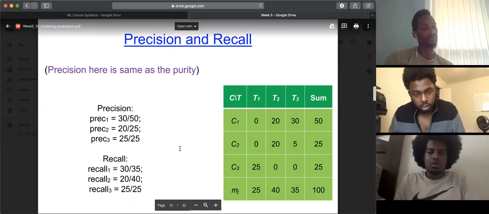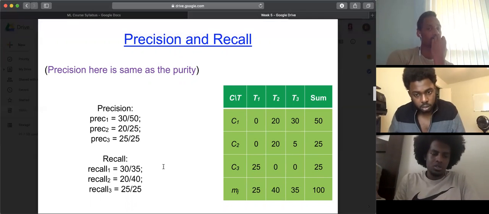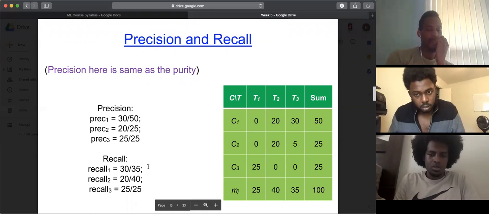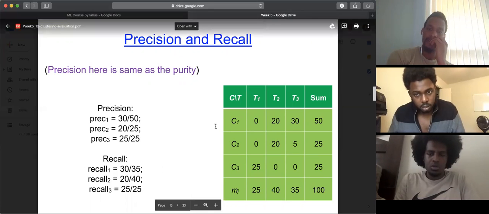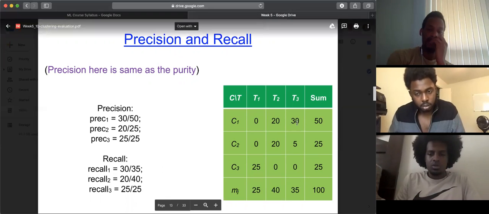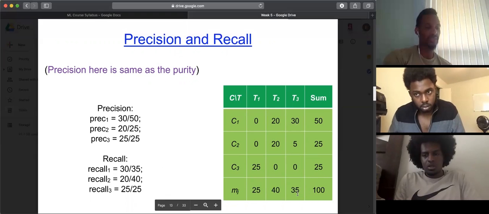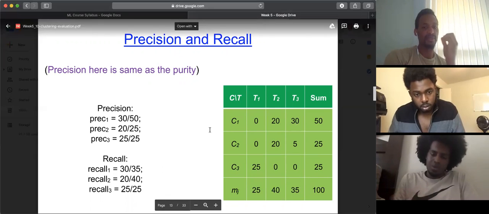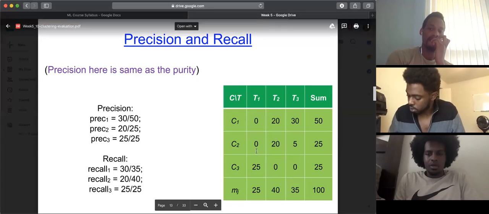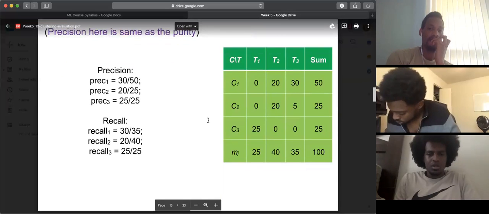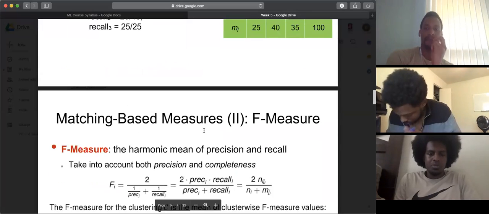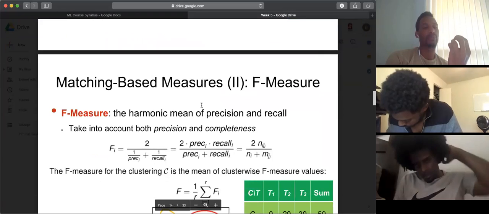Now, recall is different. For cluster 1, recall is 30 over 35. So you can see how many did you get right, basically? Exactly, how many did I get right for my cluster. So it makes a lot of sense to me. It's pretty straightforward.